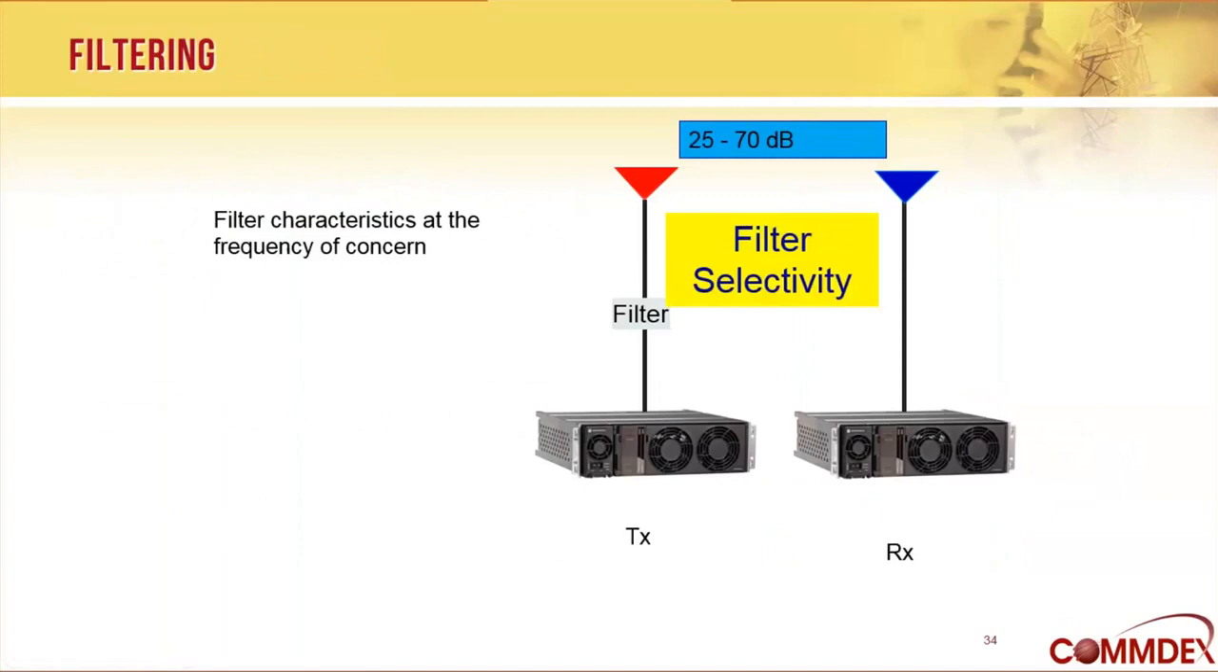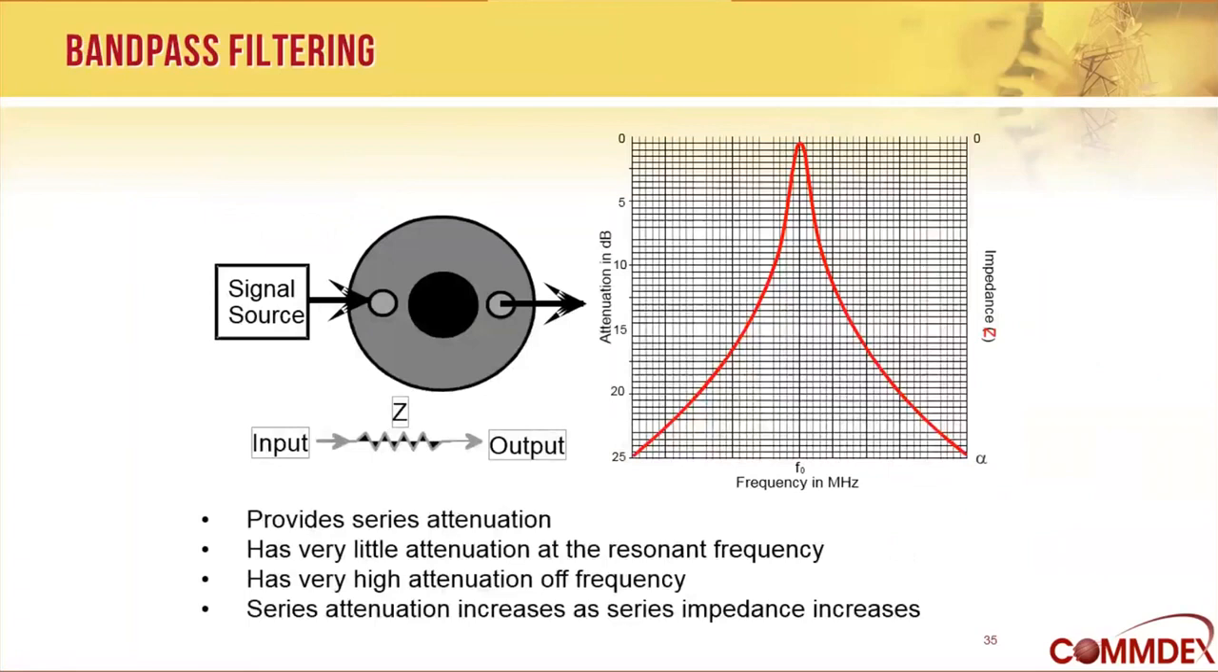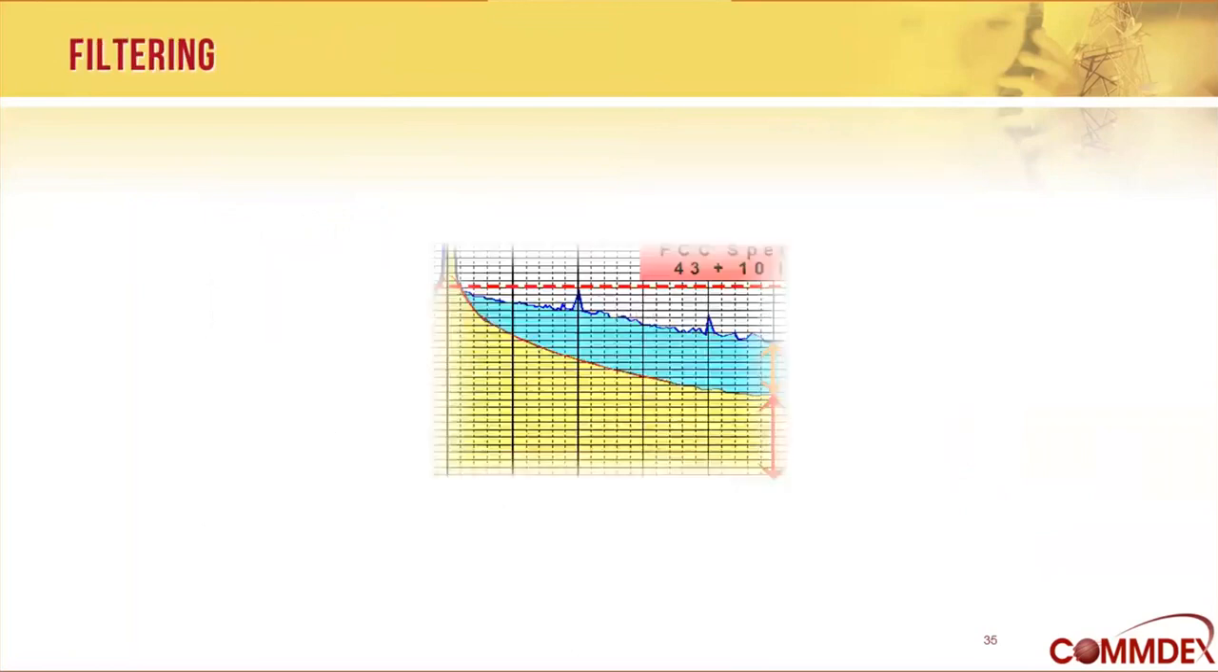We can filter, either bandpass or notch filters, to give us anywhere from 25 to 70 dB of isolation, depending on where the signal is and what the selectivity of our filter is. And to review our section on filters, here again is the characteristic curve of a good sharp bandpass filter, and it passes the frequency that we want and it attenuates everything else.